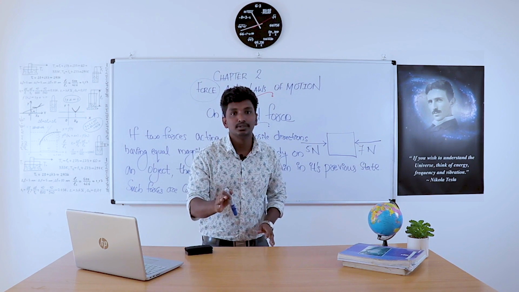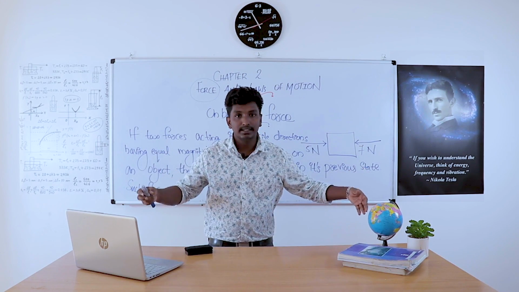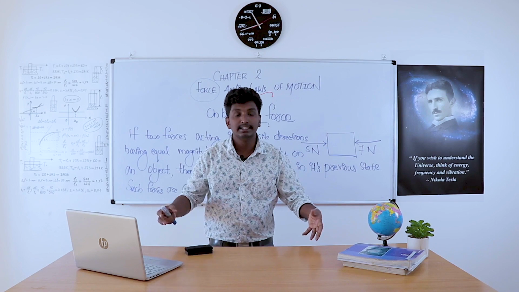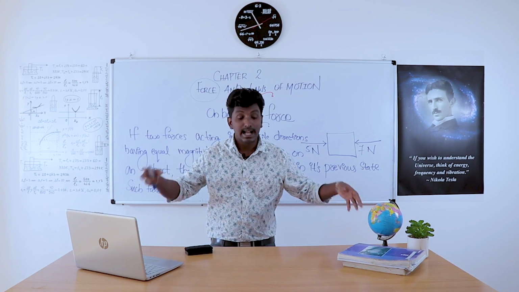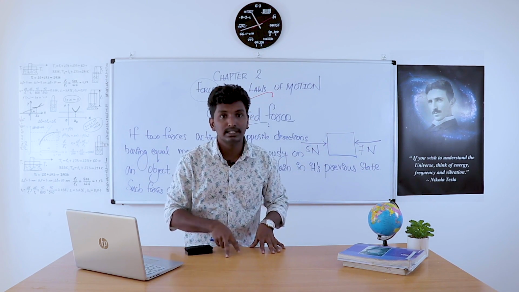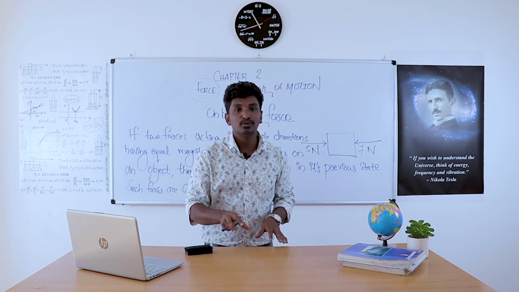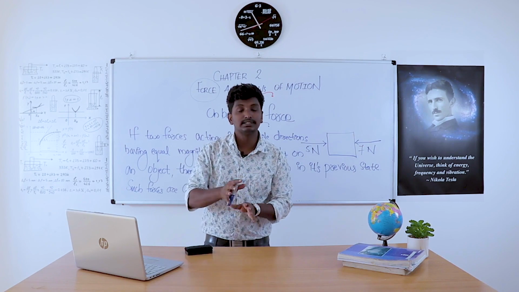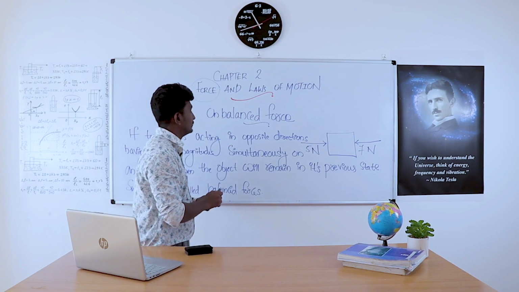I think it's clear to you. When we apply two forces on an object simultaneously from opposite directions having unequal magnitudes, then the object will move towards the direction of greater force. Such forces are called unbalanced forces.